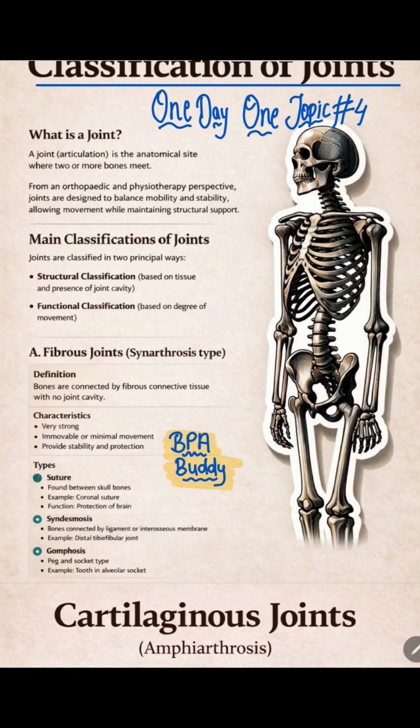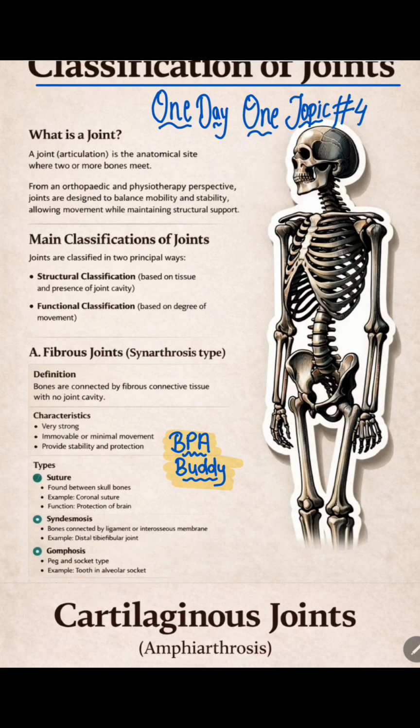First is suture, which is found between the skull bones, for example the coronal suture, and the function is to protect the brain. Then comes the syndesmosis, where the bones are connected by a ligament or interosseous membrane. Example, the distal tibiofibular joint. Then comes gomphosis, also known as peg and socket type. For example, a tooth in the alveolar socket is an example of gomphosis.